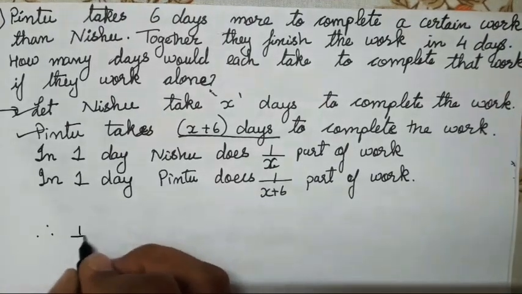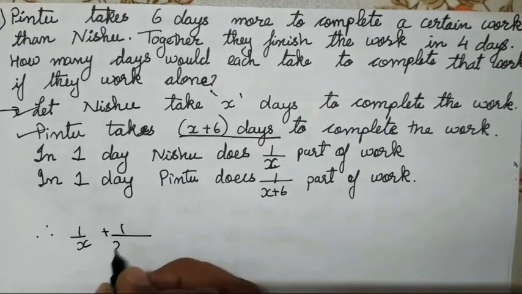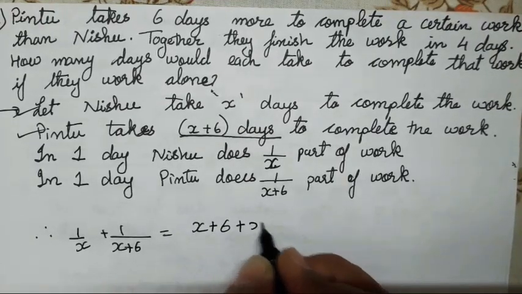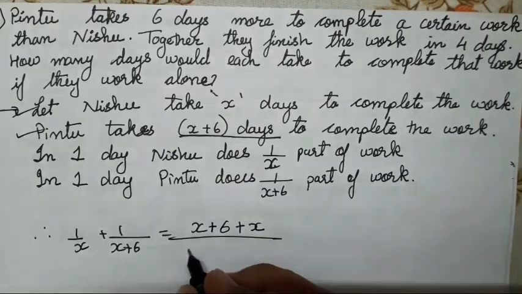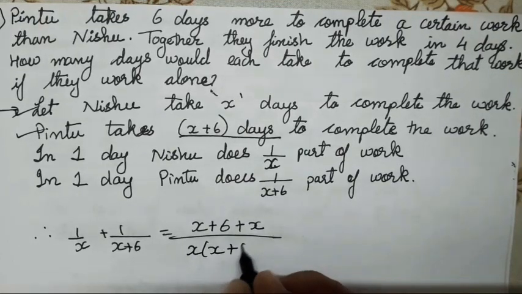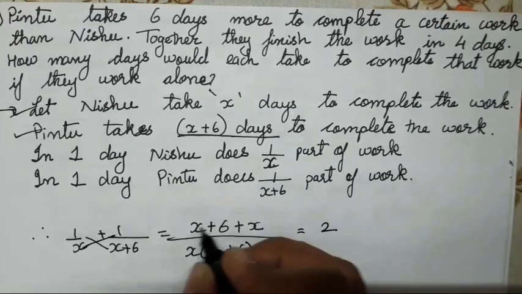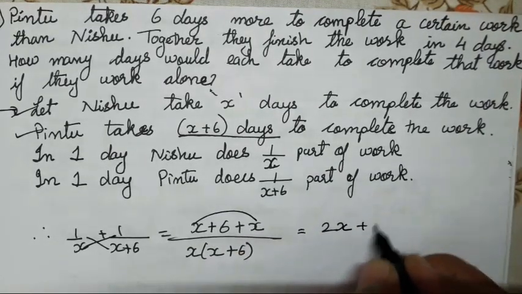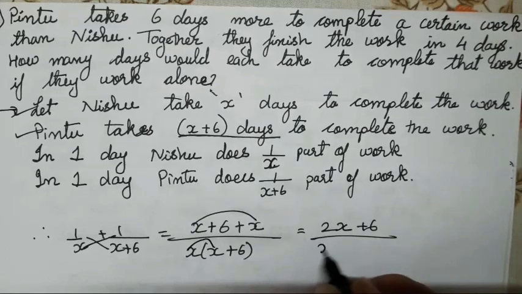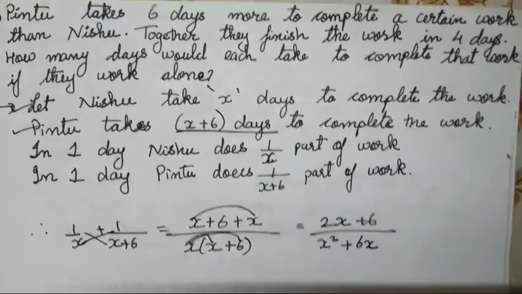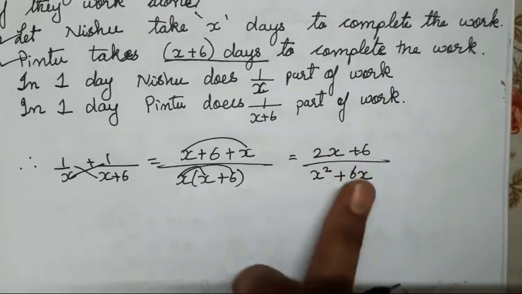Now therefore 1 upon x plus 1 upon x plus 6 is going to be x plus 6 plus x over x into x plus 6. Now what I have done over here, I have cross multiplied it. So this is going to be 2x plus 6 over x into x, x square, plus x into 6, 6x. I think it is clear till here. Now we have got the equation.